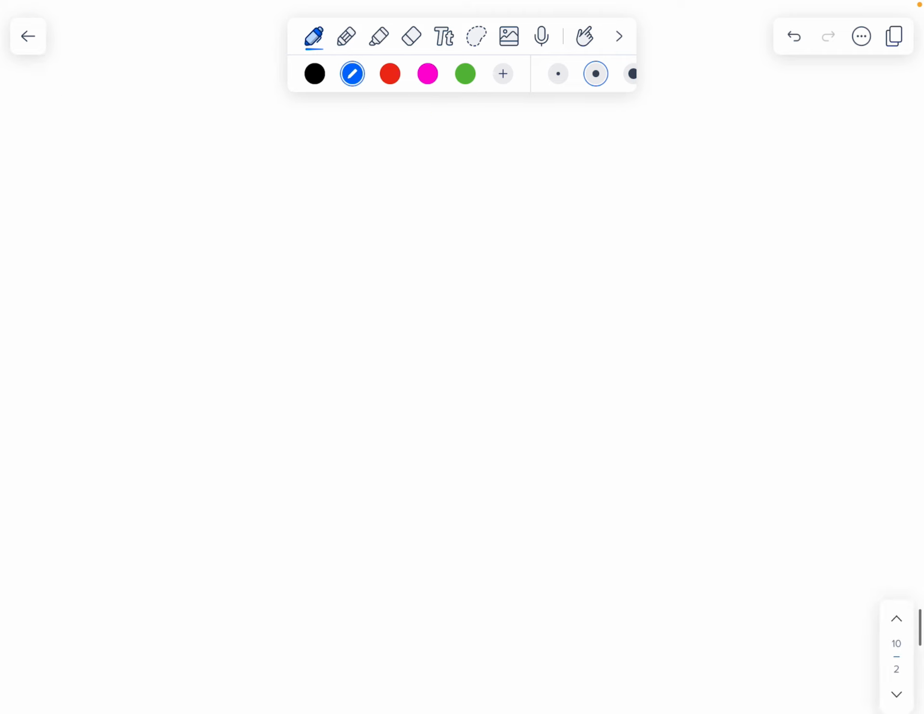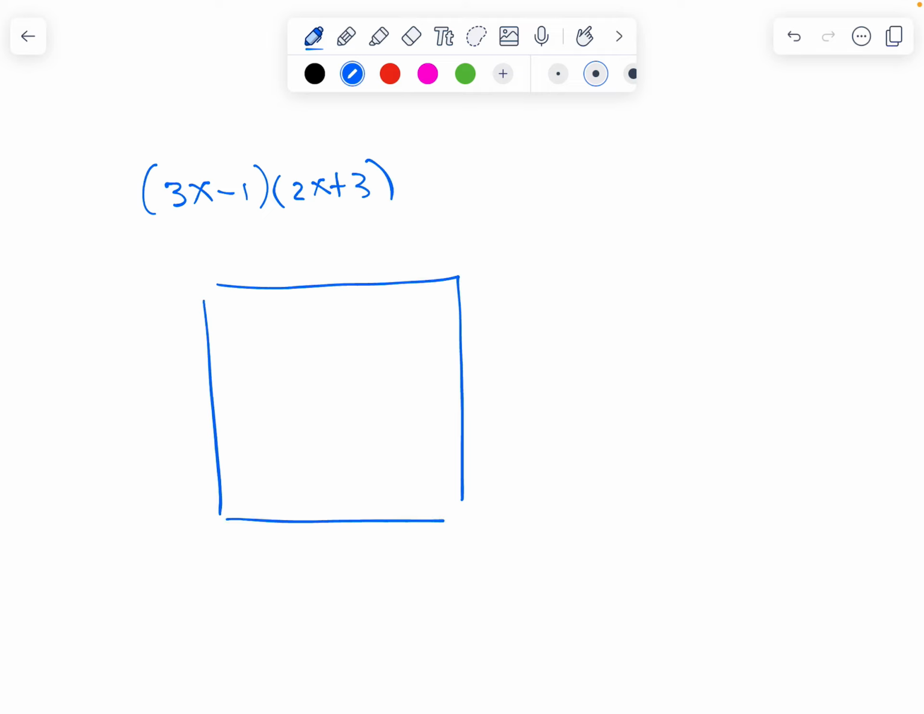Okay, question number 2. You have this (3x minus 1) times (2x plus 3). Now for this one, best way to do this is to draw a box. And we're going to do 3x minus 1 and 2x and 3. Now this is going to come into here, and this is going to come into here. We're going to multiply them together. So 3 times 2 gives you 6. X and x make that 2 x's in there.